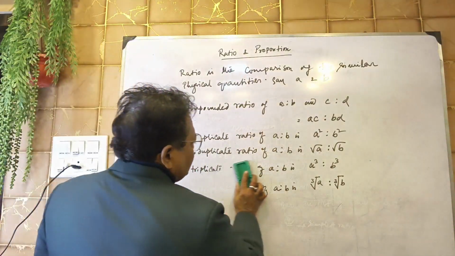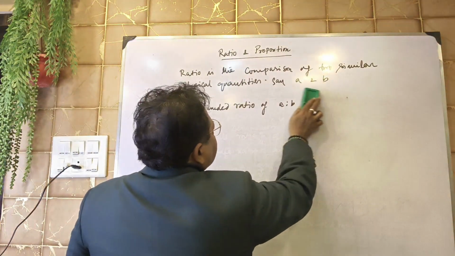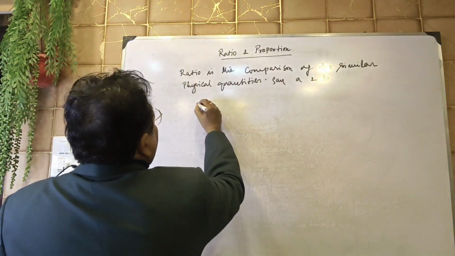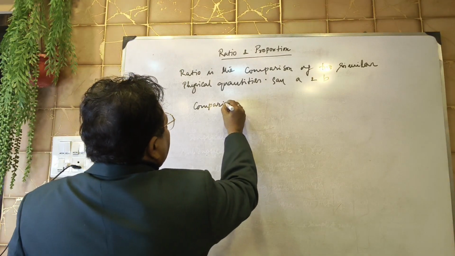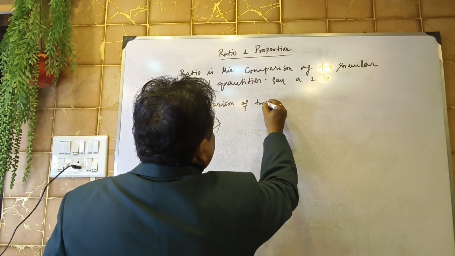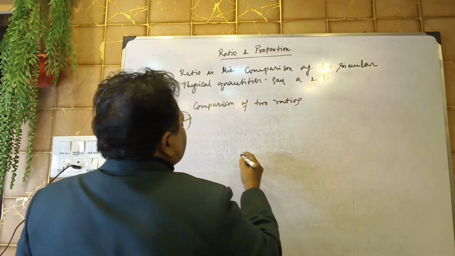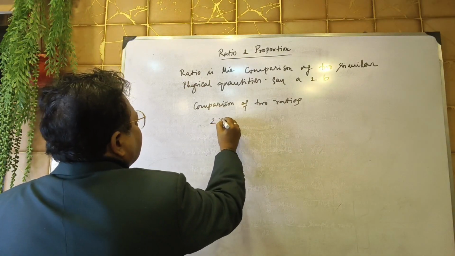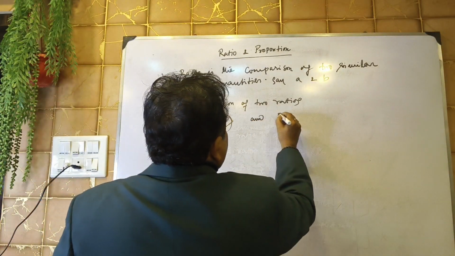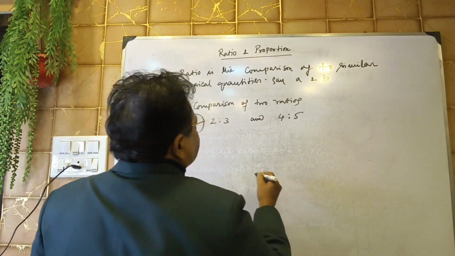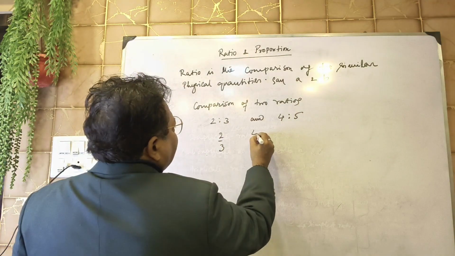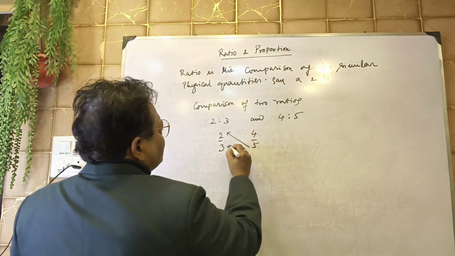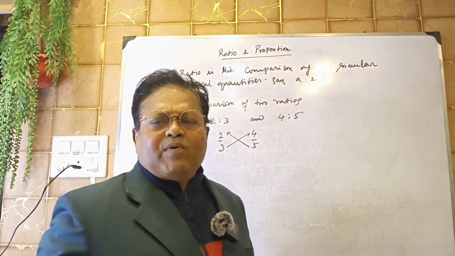Now, comparison of two ratios. Suppose 2 is to 3 and 4 is to 5, that is 2 by 3 and 4 by 5. Now, by the cross multiplication method, we can compare these two ratios, to see which one is bigger.